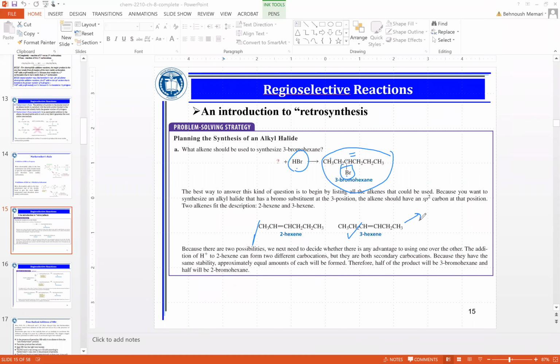So if you take this and you add HBr, let's see what the products are. One of the products is going to be Br attached to carbon 3 and then H attached to carbon 4, right? The other one would be from the other side. So you would get the Br on carbon number 3 from the left side, and then hydrogen on carbon 4. In either case, you would have 3-bromohexane.